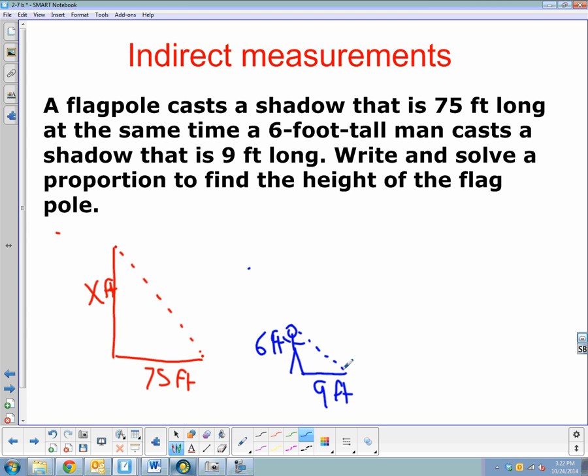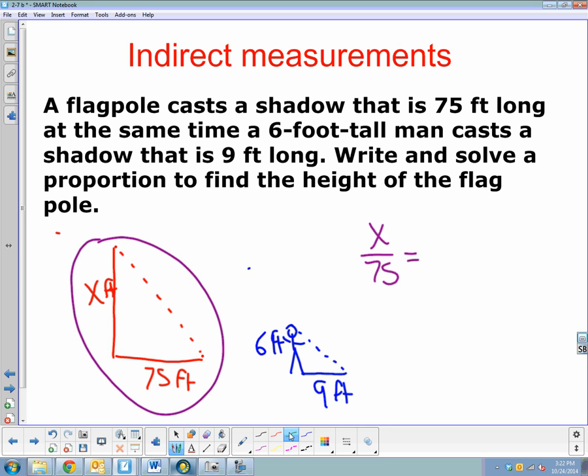And if they're similar triangles, that means we can set up a proportion between their sides, just like we did in the last notes. So I can set up a proportion. I don't know x, and I do know 75. And so we can do x over 75 equals, so I'm looking at this triangle right here, x over 75. And over here, I have to be very careful to make sure I'm setting things up the same way. I went from vertical over horizontal, x over 75. So I'm going to do the same thing with my man. Vertical over horizontal, so I'm going to go 6 over 9.